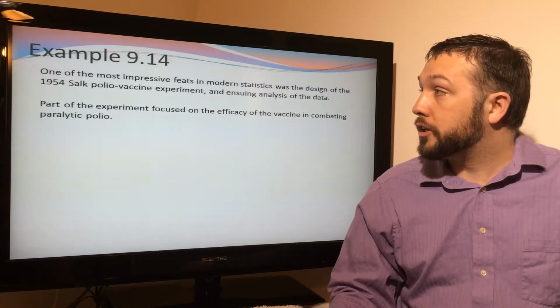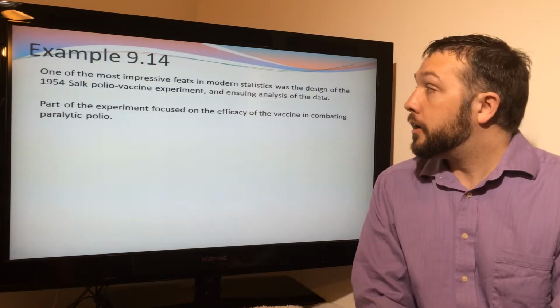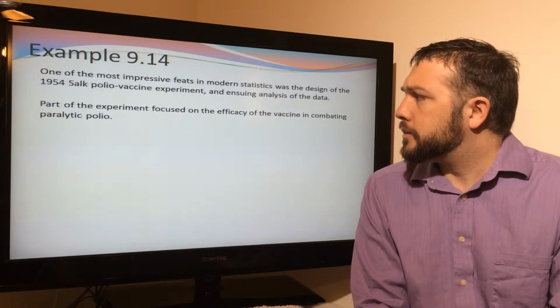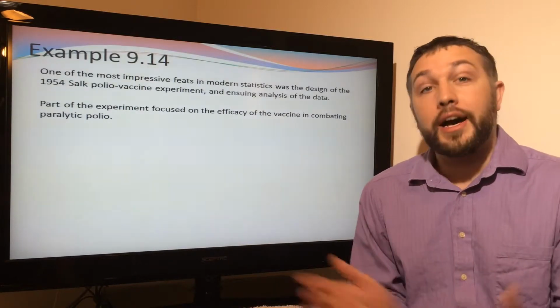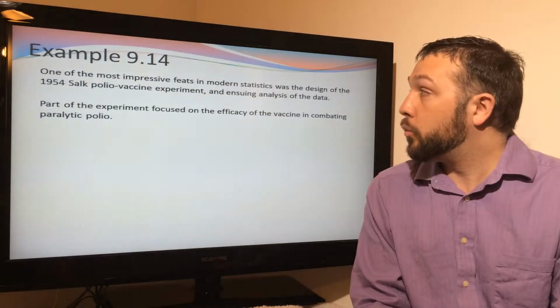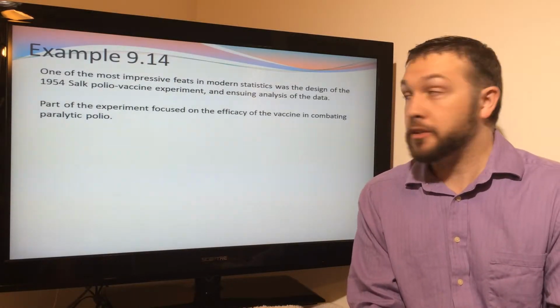So let's look, really quickly, at an interesting example. This one is not really just designed to look at sample sizes, but the whole process in general. This is a famous example. Let's look at what happened when the polio vaccine was first introduced.